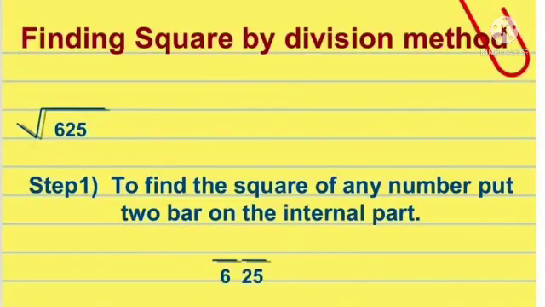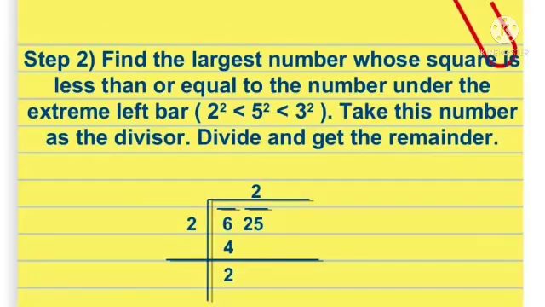Finding square root by division method. We have the square root of 625. Step 1. To find the square root of any number, put bars on the integral part, as shown. Step 2. Find the largest number whose square is less than or equal to the number under the extreme left bar. Take this number as the divisor. Divide and get the remainder. Observe the figures carefully.